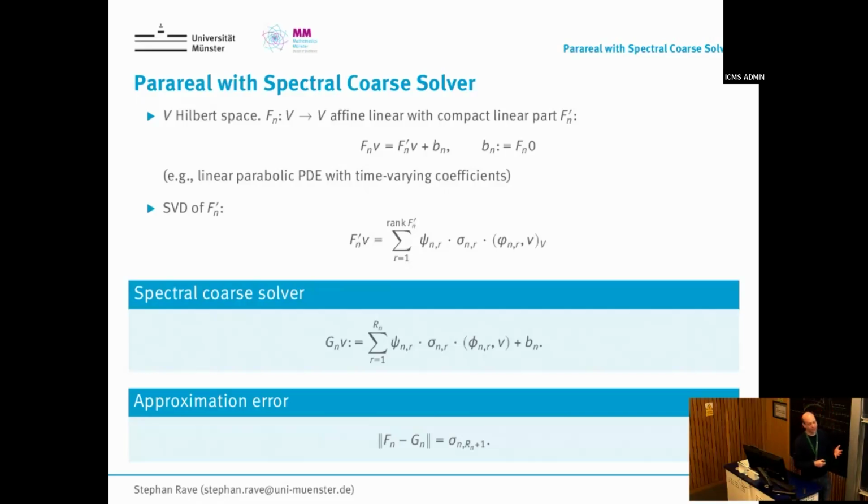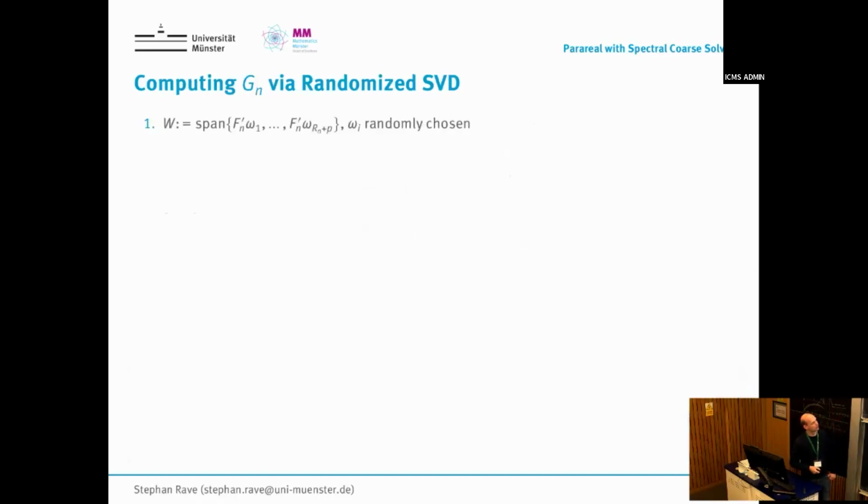Yeah, and now the question is, how can we compute this SVD? In practice, it will not be a good option to evaluate this fine solver on every finite element degree of freedom. So we need a more suitable method for that, which is the randomized singular value decomposition. I show it here on one slide. I mean, there's an entire community behind this. This is the basic algorithm.